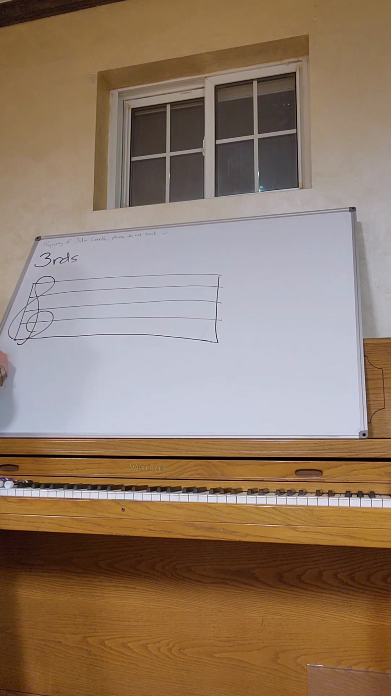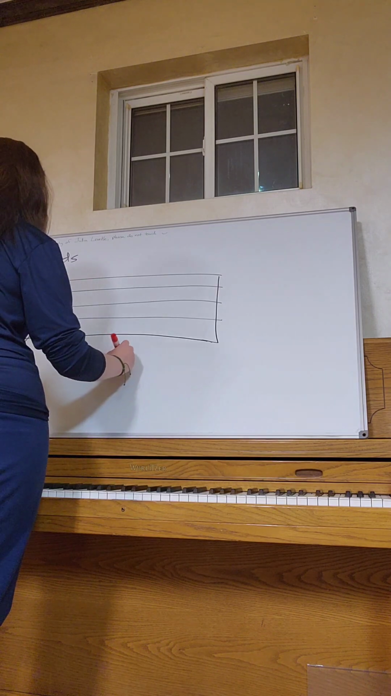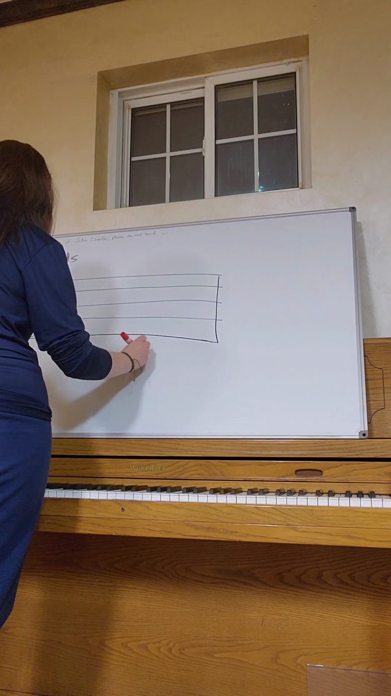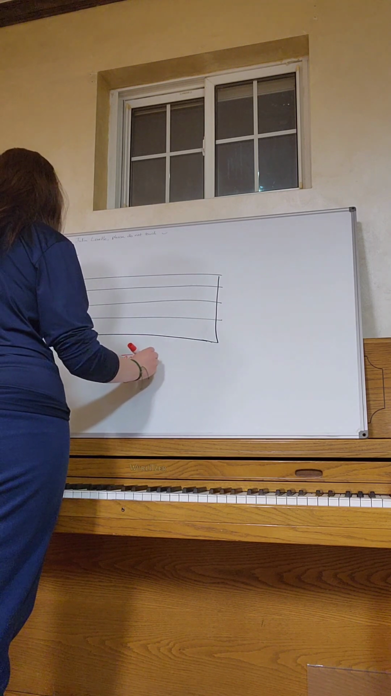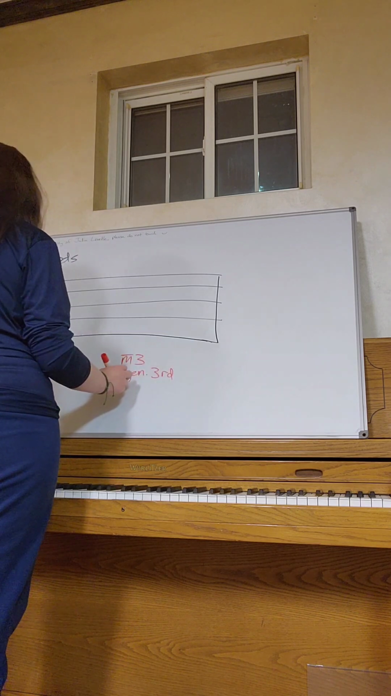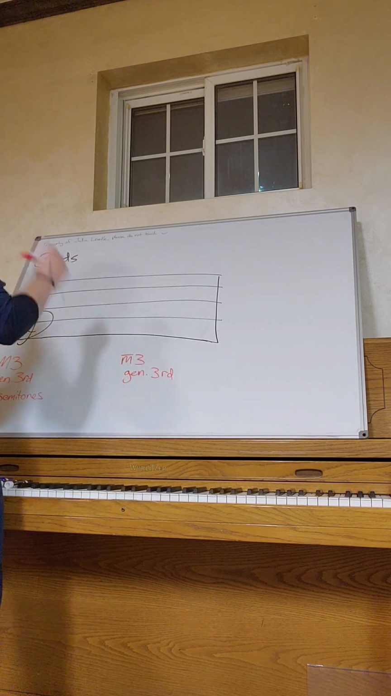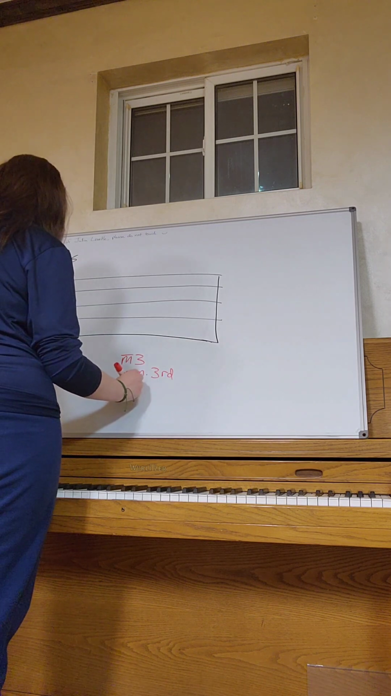So a major third, just a review, a major third is a generic third on the staff. And it's made out of 4 semitones on the keyboard. And a minor third is a generic third on the staff. And it is made up of 3 semitones or half steps.